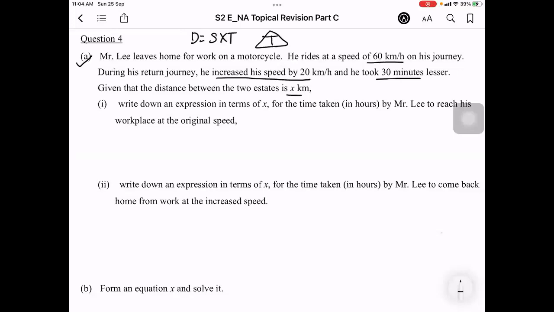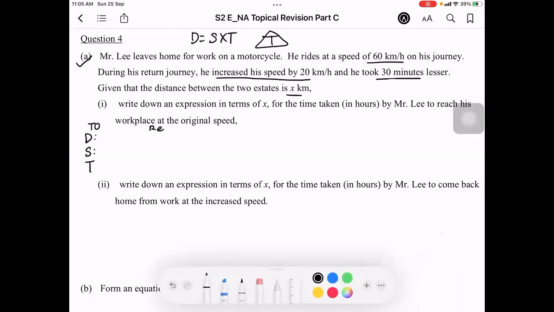Okay, a bit confusing. So for me, I still do my regular practice: distance, speed, time. Got two journeys. One is we go there, the other one is we return. Okay, let me just write down the information, DST.